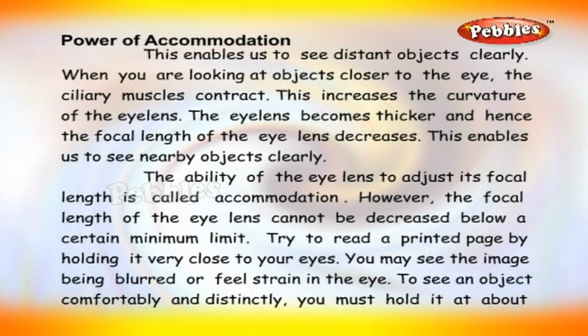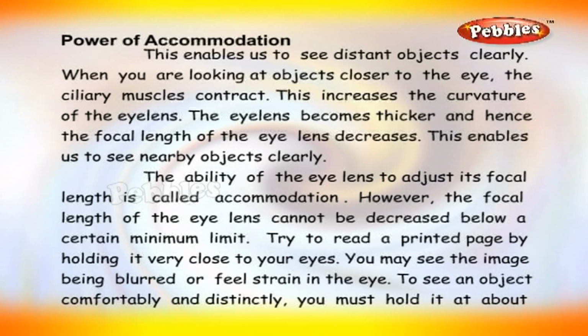When you are looking at objects closer to the eye, the ciliary muscles contract. This increases the curvature of the eye lens. The eye lens becomes thicker and hence the focal length of the eye lens decreases. This enables us to see nearby objects clearly. The ability of the eye lens to adjust its focal length is called accommodation.